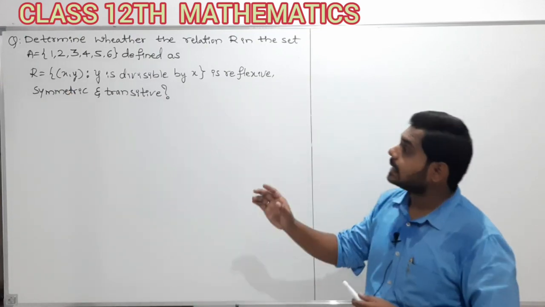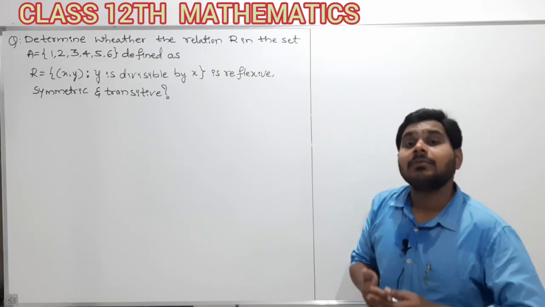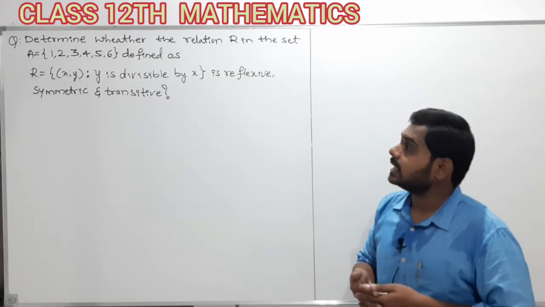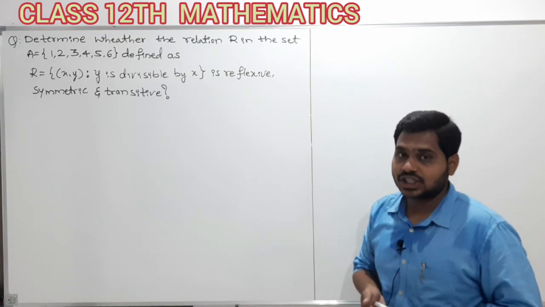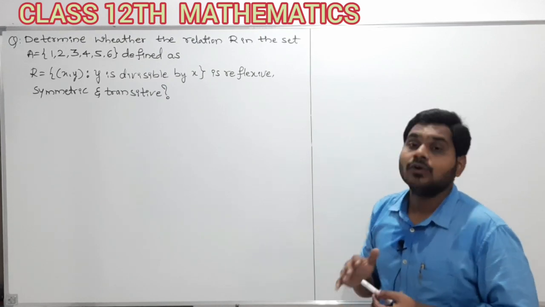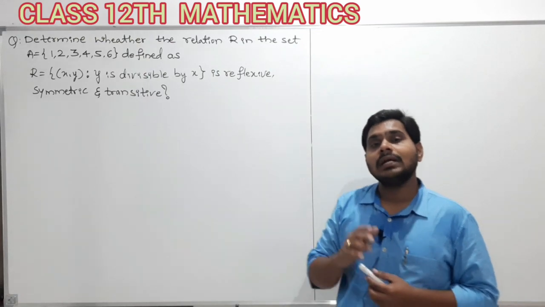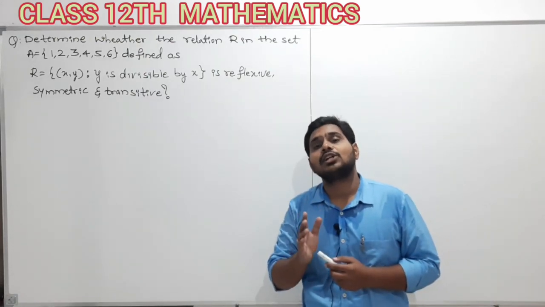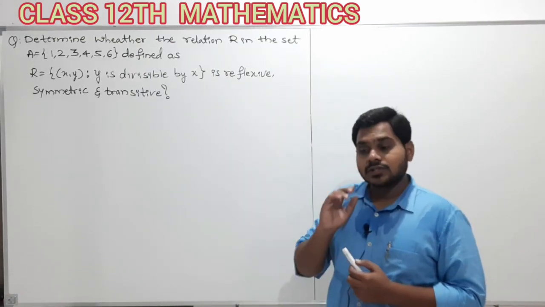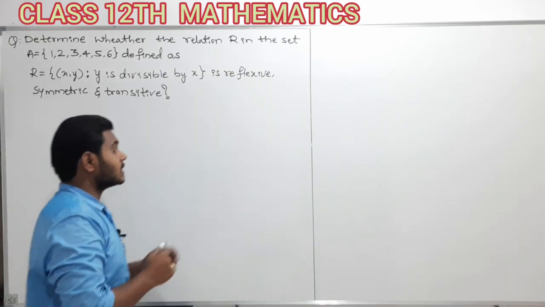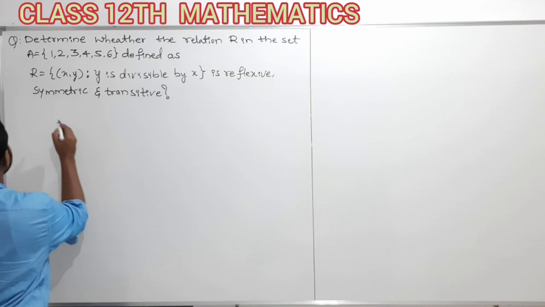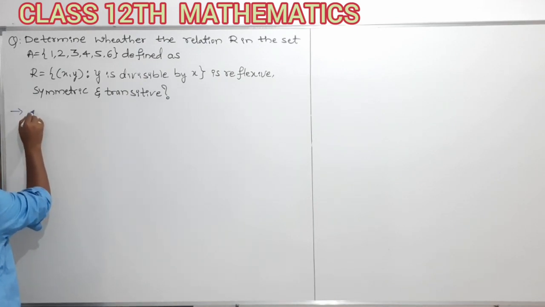And whatever elements of R you take, they must be from the set A cross A, because R is a relation defined on the set A. We know that. What is a relation? Relation R is a subset of A cross A. So my dear students, first what I'll do, I'll write A cross A.